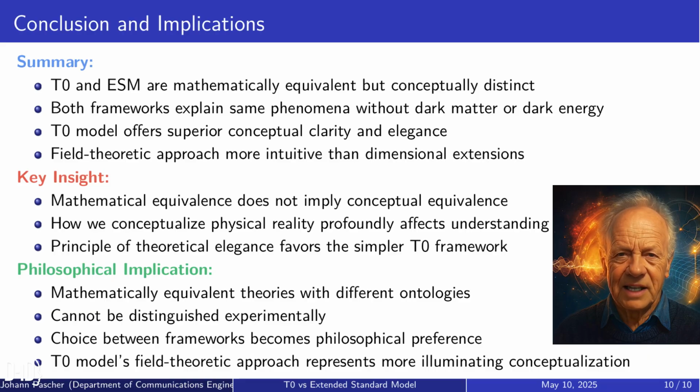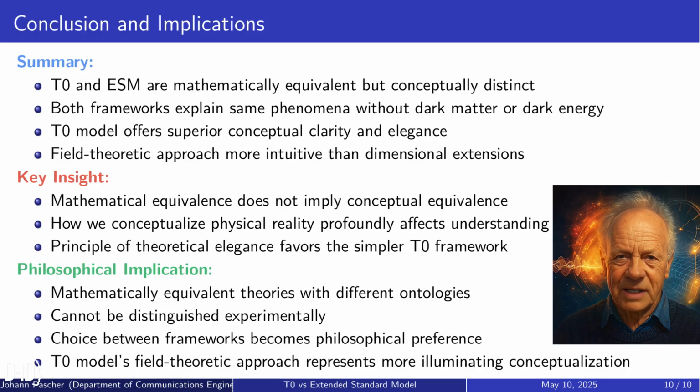The ESM deals with the curvature of spacetime and its effects on wave paths, while the T0 model understands these phenomena as natural consequences of gradients in the intrinsic time field. This comparison underscores an important lesson in theoretical physics: mathematical equivalence does not imply conceptual equivalence. The way we conceptualize physical reality profoundly affects our understanding of nature, even when different conceptualizations yield identical predictions.